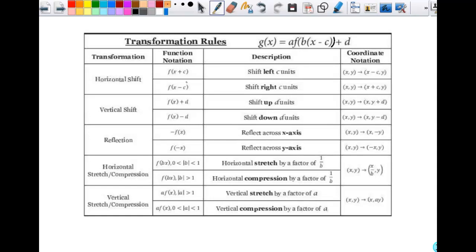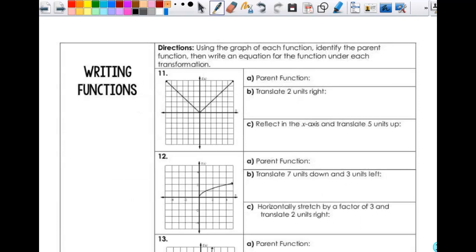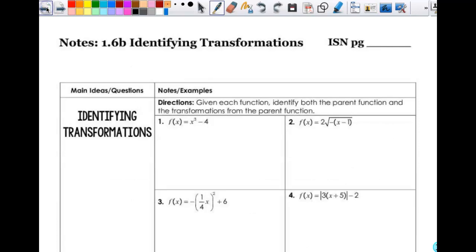Okay. All right. We all good so far on that? Let's put this to use. So get the other paper, and let's look at some transformations.